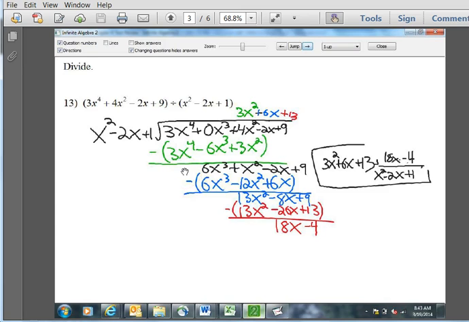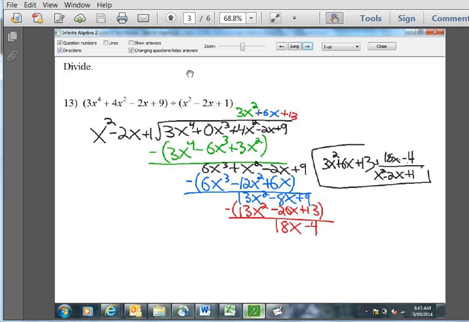Now, this is good old-fashioned long division. I have to use long division here simply due to the fact that this is a trinomial, and that's an x squared. Thus, synthetic division, which requires a binomial of coefficient 1, exponent 1, is out of the window. Synthetic's out. Not an option for me.